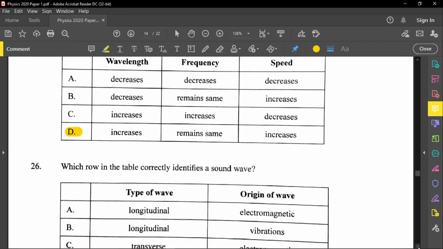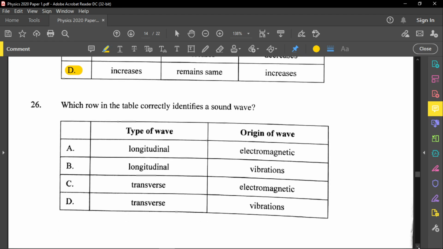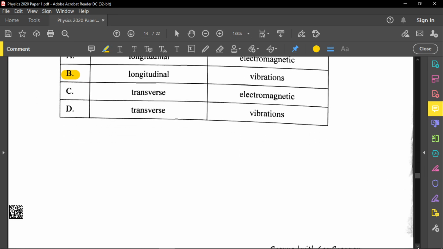All right, so let's jump to number 26. It said which row in the table correctly identifies a sound wave, and a sound wave is longitudinal and it is produced by what? Vibrations. So this one is straight off the bat B. All right, let's go to 27.